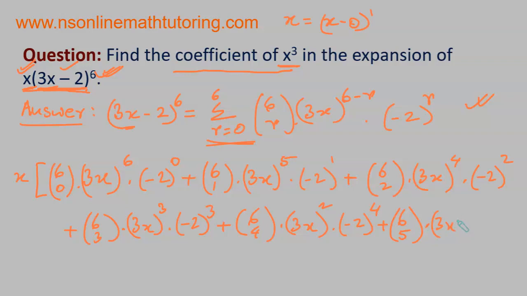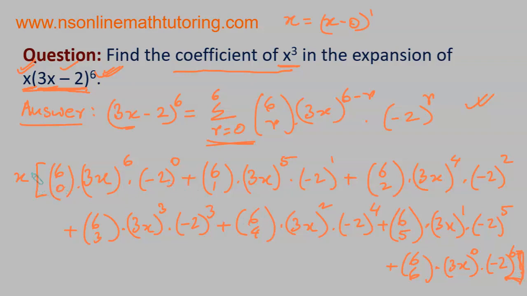3x raised to the power of 6 minus 5 is 1, and negative 2 raised to the power of 5. I will be needing one more line. So, plus 6c6, 3x raised to the power of 6 minus 6, that is 0, and negative 2 to the power of 6. Okay. So, this is the end of the binomial expansion.